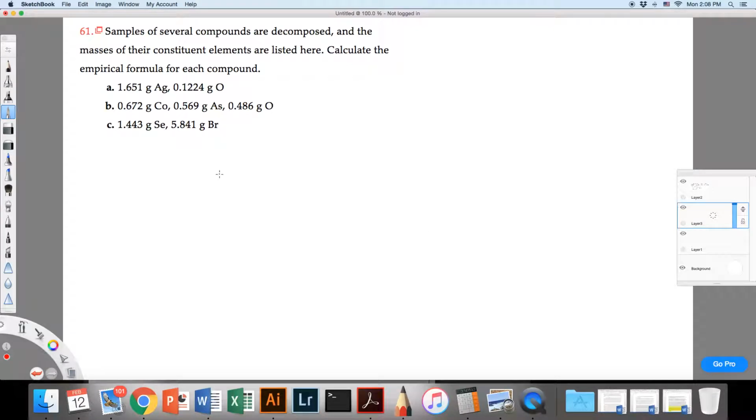Alright, so this is from TRO, page 119. This is chapter 3. And the topic is empirical formulas, which I think is section 3.8. It might be section 3.9.